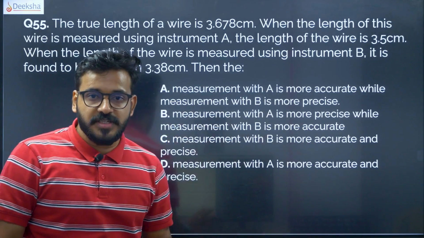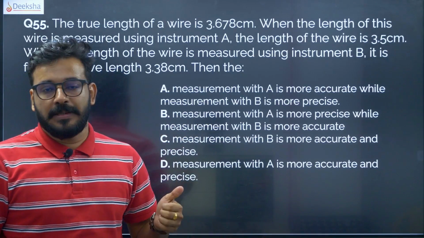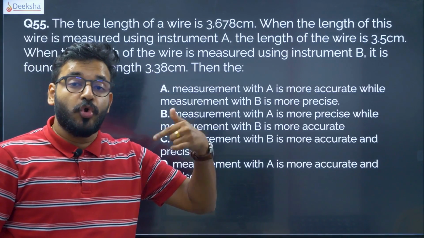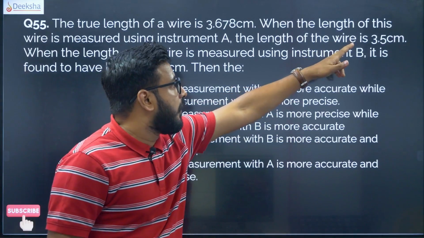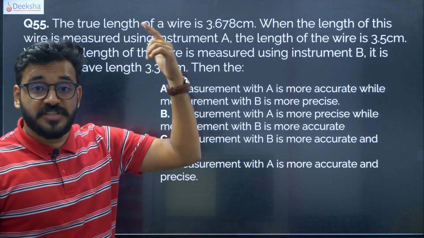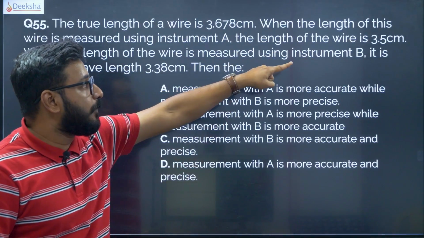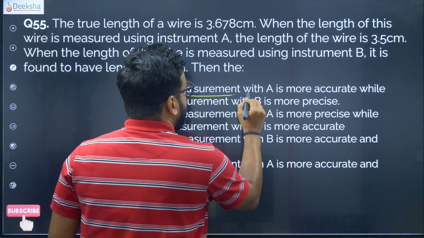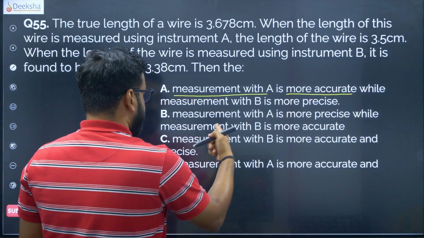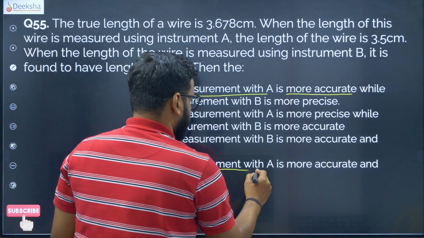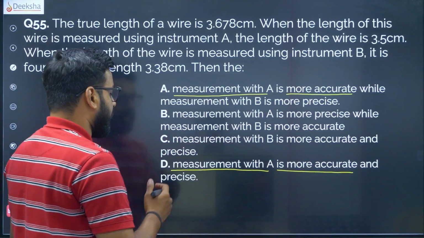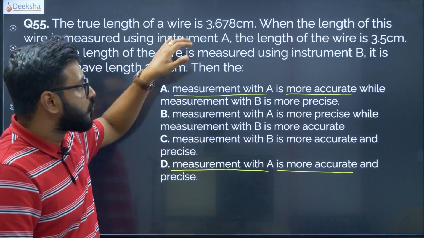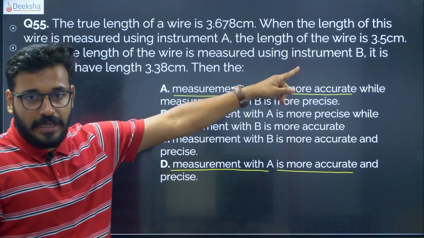Now here, the concept of accuracy and precision is extremely important. What is accurate? Accurate means that particular measurement which is closest to the actual value. Among 3.5 and 3.38, which is closest to the value? It is 3.5. So instrument A is more accurate. Measurement of A is more accurate. So where else is there measurement of A is more accurate? Yes, the possibility is of option A and D. Now, you see 3.38, it's not very accurate because it's not close to 3.678. 3.5 is more accurate.